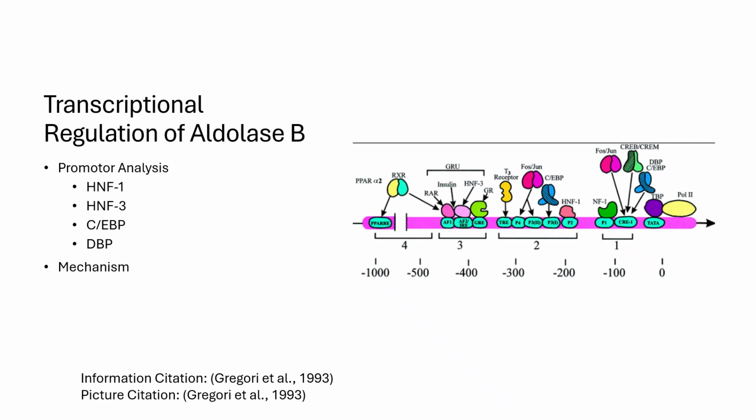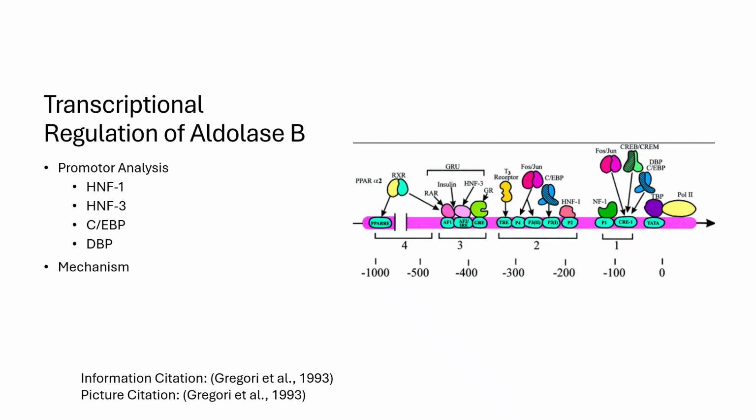The transcription factors bind to their specific DNA motifs in the promoter region of the aldolase gene. HNF3 initiates chromatin remodeling, allowing HNF1, CEBP, and DBP to bind. This complex then recruits coactivators and RNA polymerases to form the transcription initiation complex. The gene's expression is modulated based on physiological signals like fasting, eating, and of course hormonal changes.